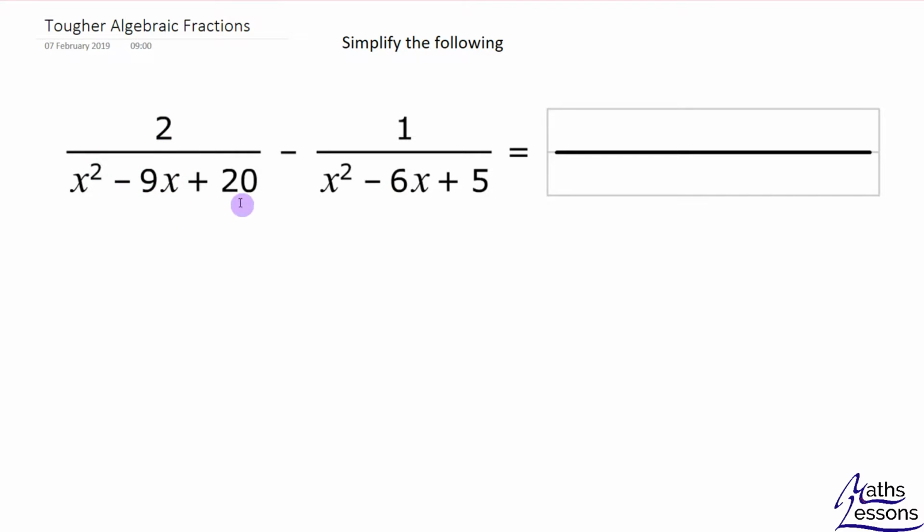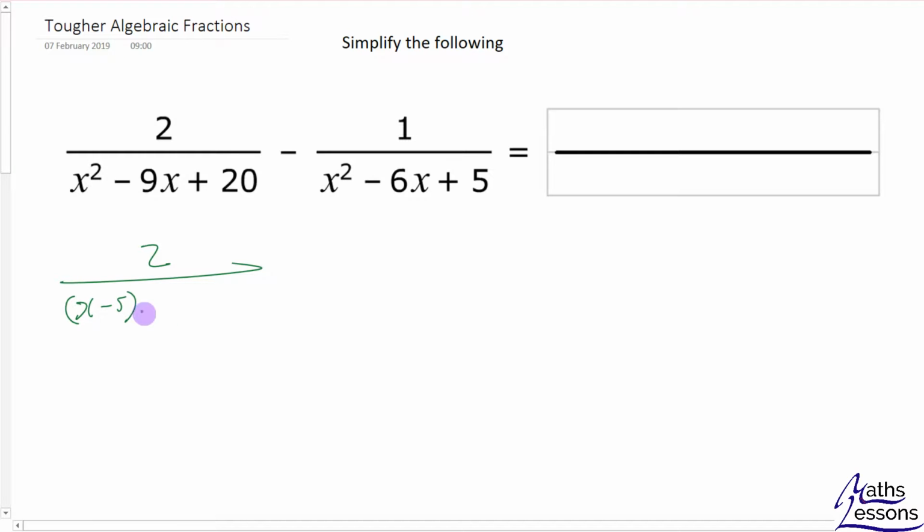So if we factorize this, we're going to get on the bottom, we've got 20, so that could be 5 and 4, and you make them both negative, you'll get your 9. Okay, if you don't see it that quickly, then you need to spend more time doing factorizing and go back to yesterday's lesson where we did cover some factorizing and the 6 and 7 stuff. Over here, you've got 5 and 1, so we get x minus 5 and x minus 1.